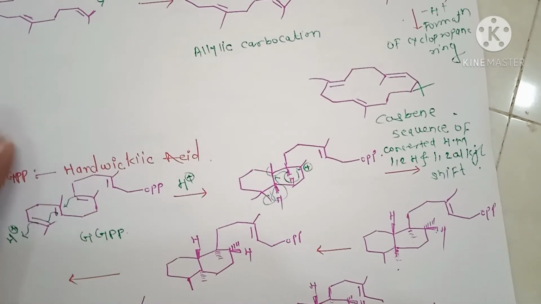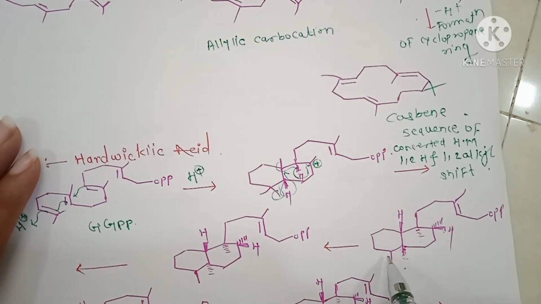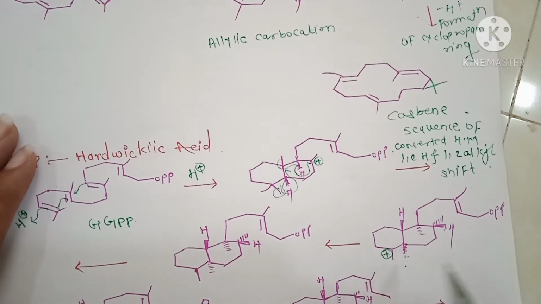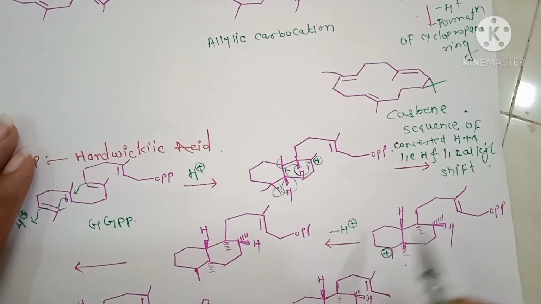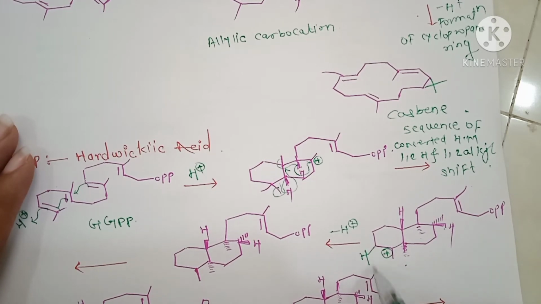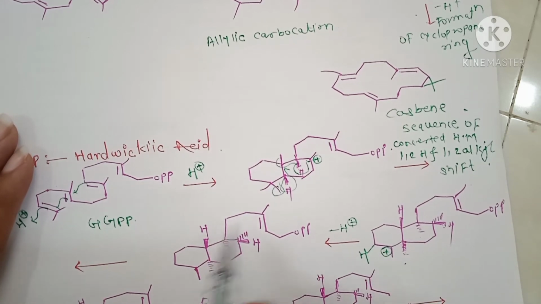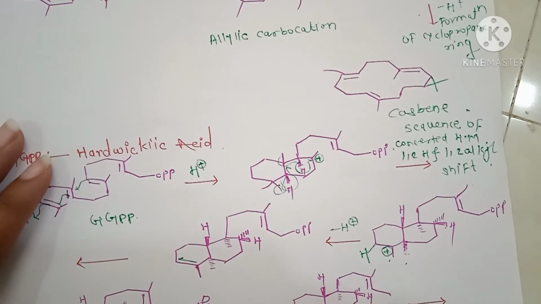Next, the loss of and here formation of positive charge. Next, the loss of proton, loss of this proton and formation of here double bond. Okay, and stabilize this positive charge.